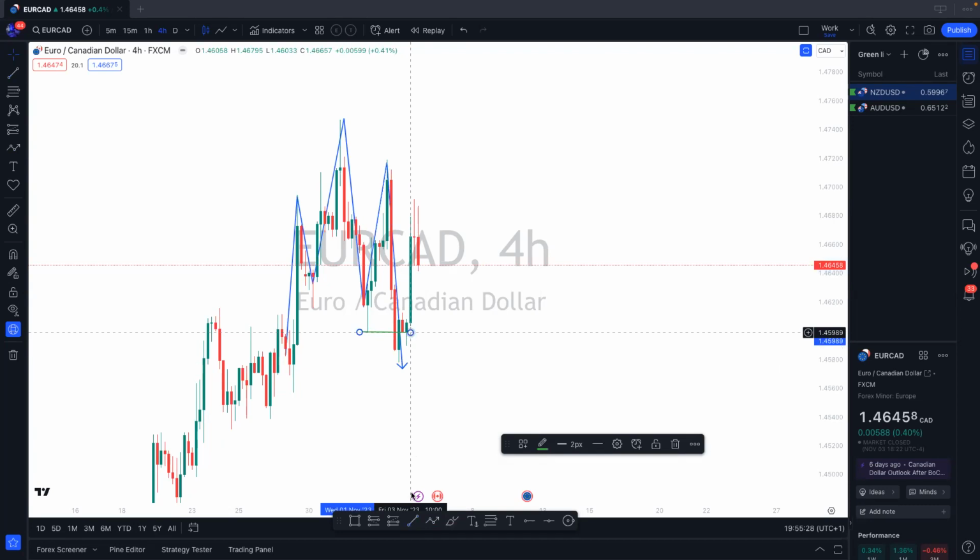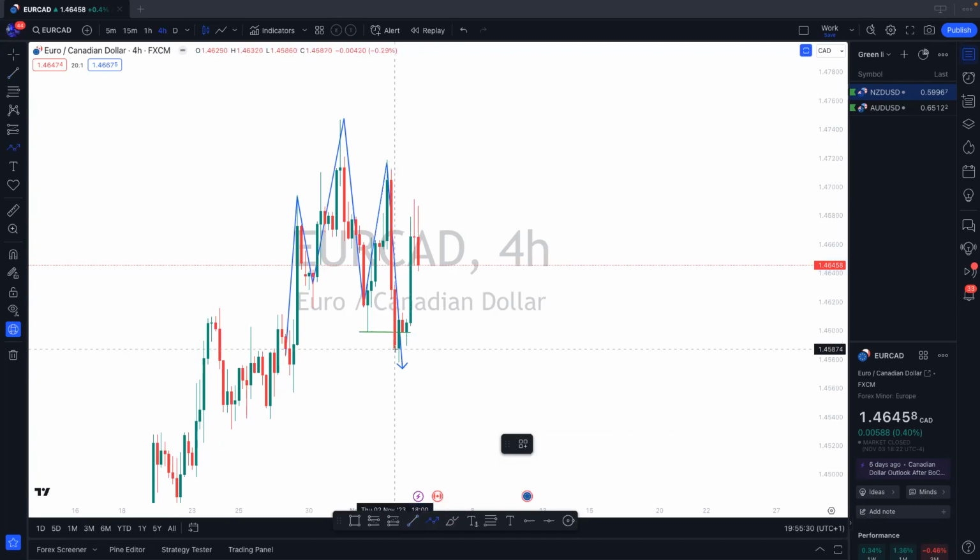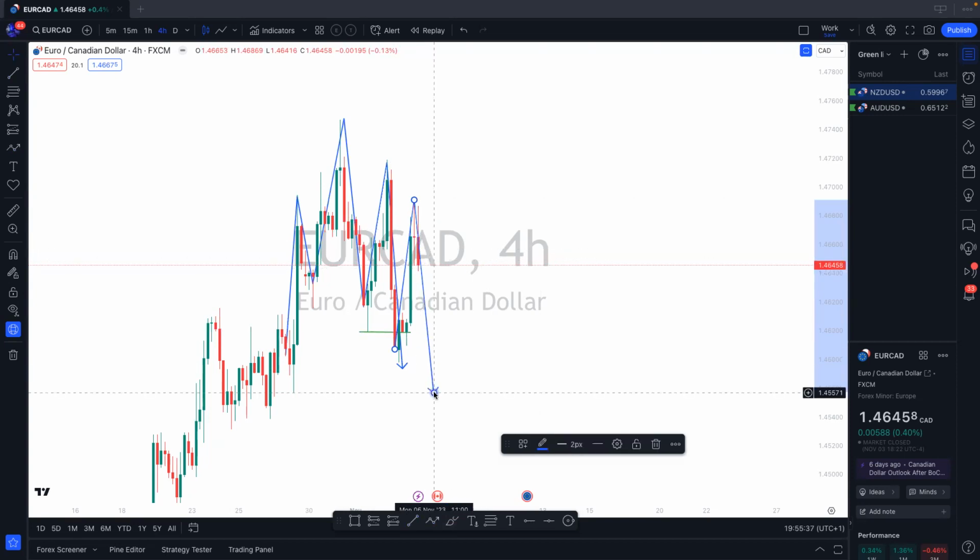Now, after breaking this low to the downside, look at what price did. Price basically went back up to create a lower high. Now, price is on the move to actually sell to the downside to create a lower low. So now, how can we jump on that sell? Now, let's go to the 1 hour time frame.